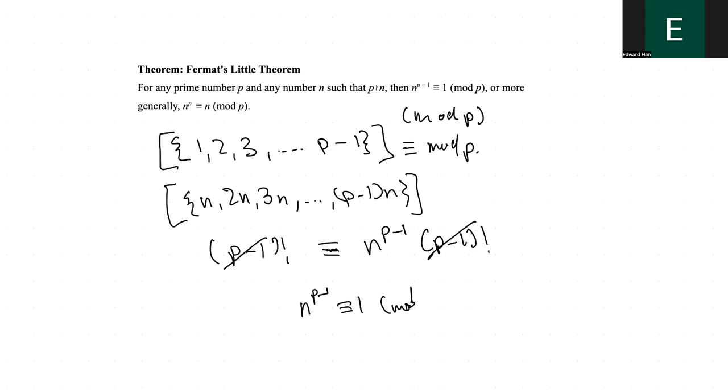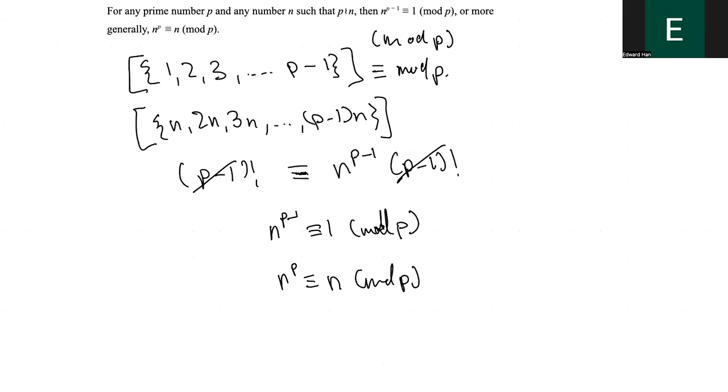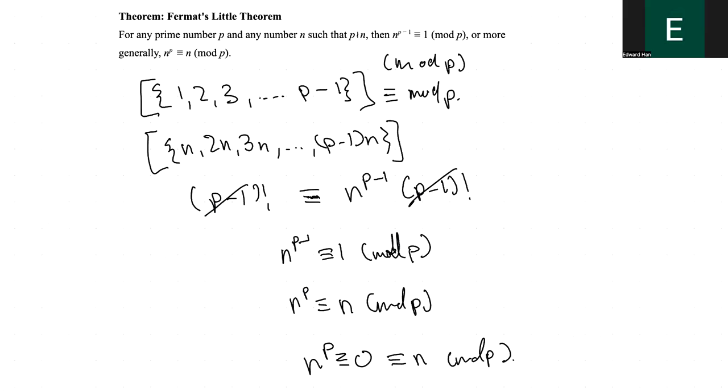And so to prove the more general form, as long as n is not divisible by p, we can multiply by n on both sides to get n to the p is congruent to n mod p. And if it is divisible by p, we can directly calculate it. So n to the p will be congruent to 0, which is congruent to n mod p. So this is the second part. We proved the second part. So this is how you do Fermat's Little Theorem.